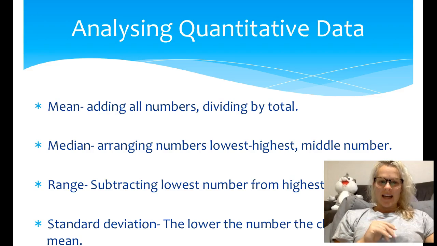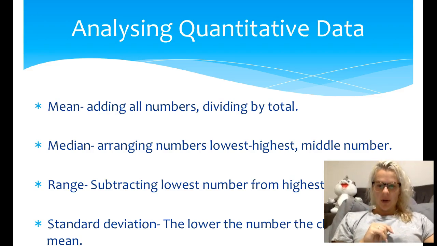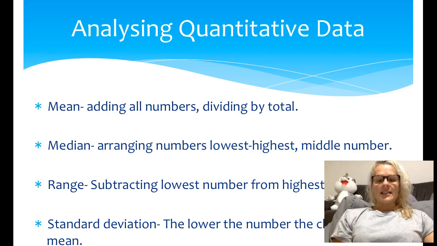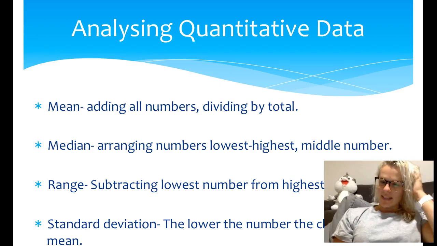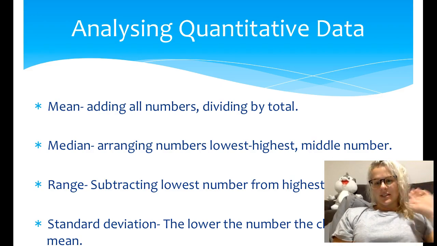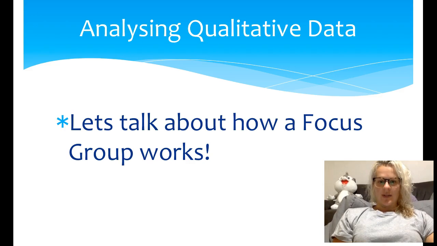So the mean, we add all numbers and we divide them by the total. The median, we arrange the numbers lowest to highest and it is our middle number. And the standard deviation, remember, the lower the number, the closer the rest of the scores are to the mean.